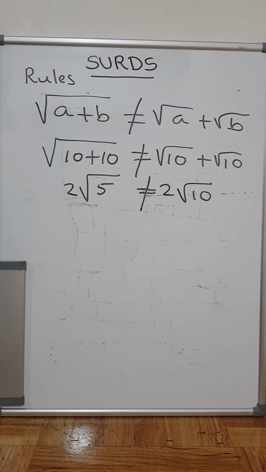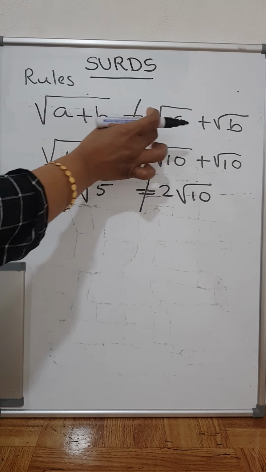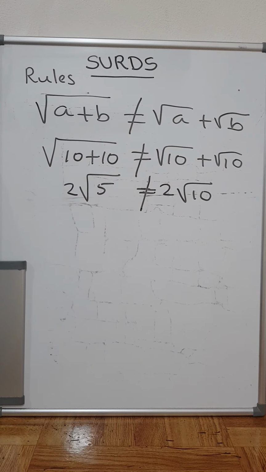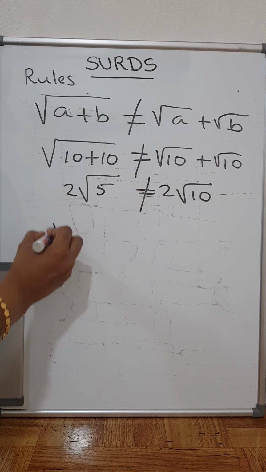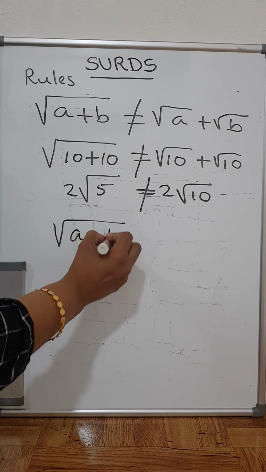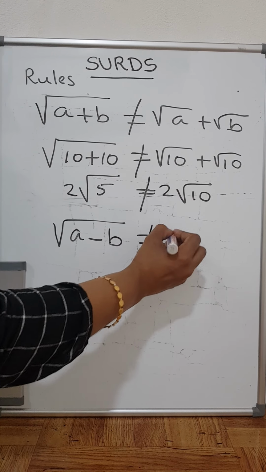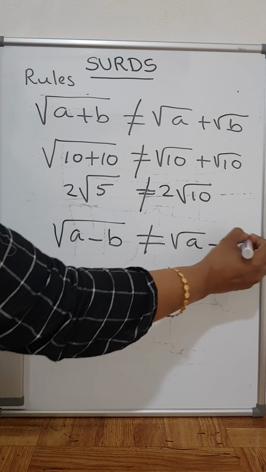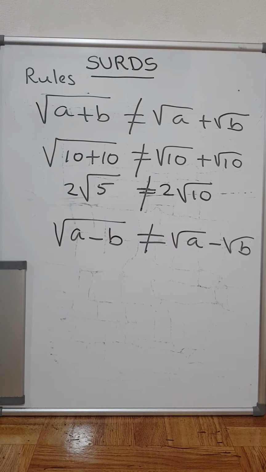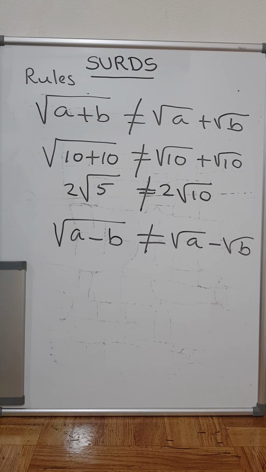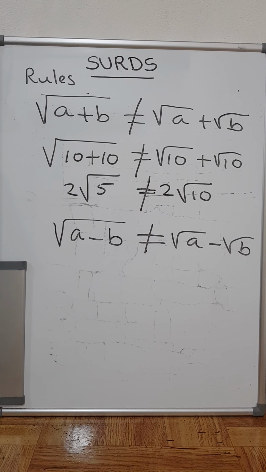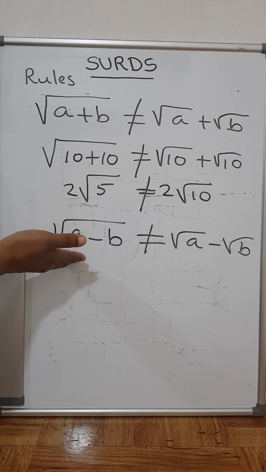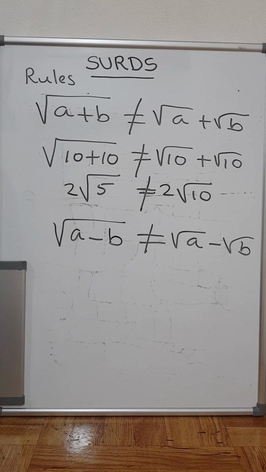So, you see, square root of a plus b is not at all equal to square root of a plus square root of b. These are wrong. Similarly, square root of a minus b you cannot write as square root of a minus square root of b. That also we cannot apply because both are wrong. If you want, you can check with other examples as well for square root of a minus b.